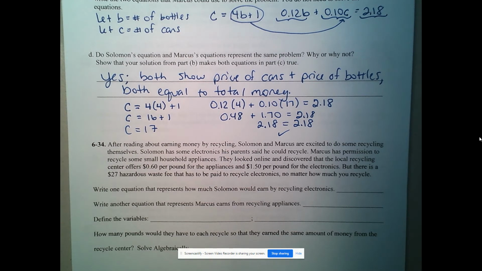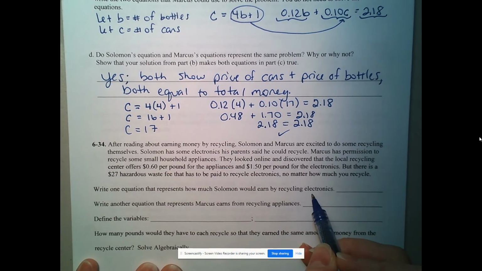They looked online and discovered that the local recycling center offers 60 cents per pound for the appliances and $1.50 per pound for the electronics. But there's a $27 hazardous waste fee that has to be paid to recycle electronics no matter how much you recycle. So recycling electronics is the one that comes with the fee, that $27 fee.